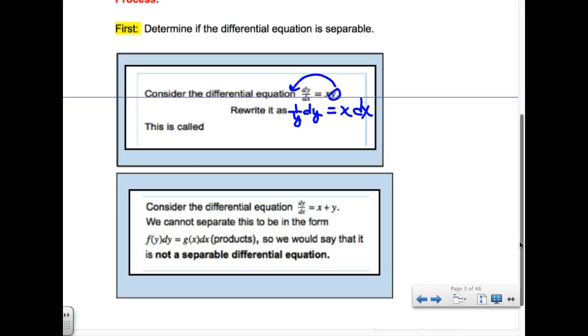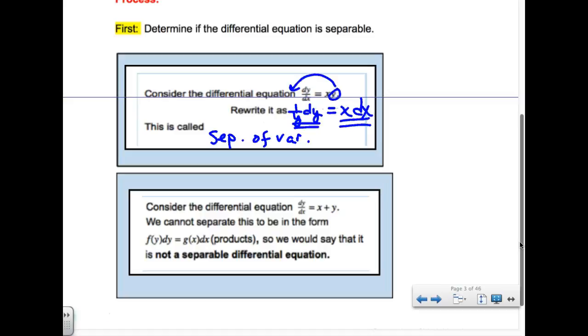I'm not done by any means, but that one I can separate, and you can go ahead and write "separation of variables" right here, sep of var. The reason this is called separable is because this is a product. So kind of know that.